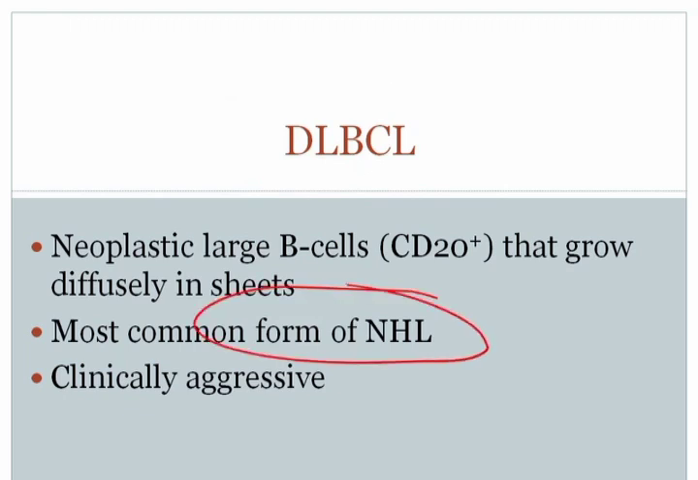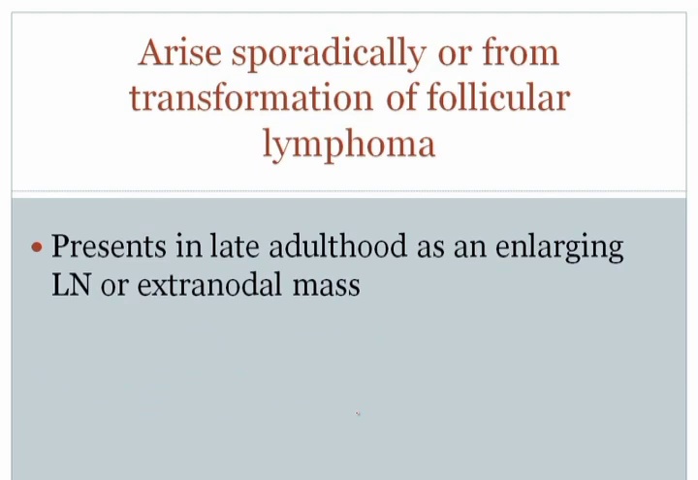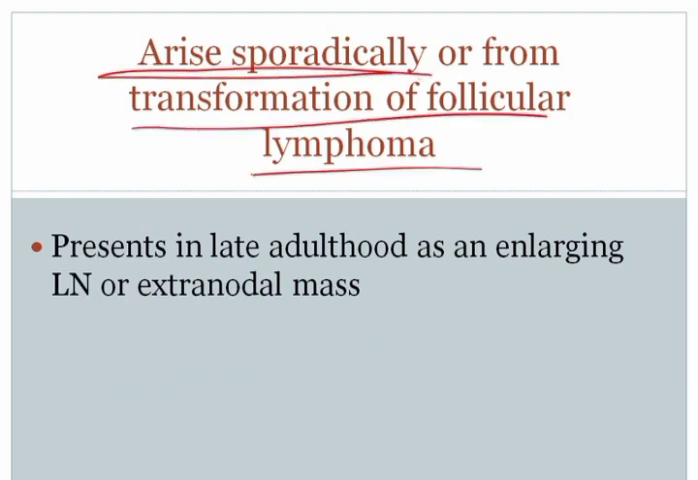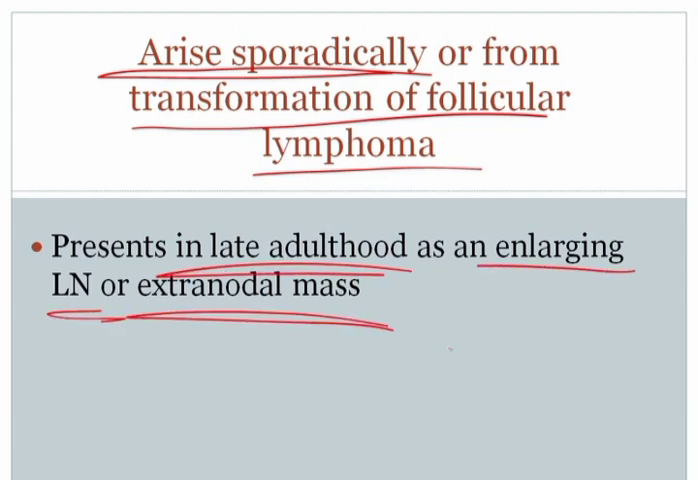It's the most common form of non-Hodgkin's lymphoma, and it's clinically very aggressive. It would make sense that it's clinically aggressive because it's not well differentiated. It doesn't look like normal structure. It doesn't have small B cells. And so because it's poorly differentiated, we would expect it to be clinically aggressive. Now, diffuse large B-cell lymphoma can arise sporadically, or it can arise from transformation of follicular lymphoma. And I've already explained that in detail when we talked about follicular lymphoma. This tumor presents in late adulthood, usually as an enlarging lymph node or as an extranodal mass.